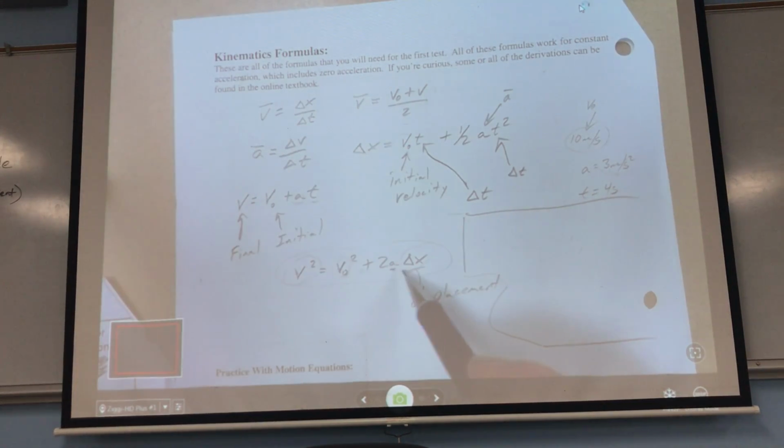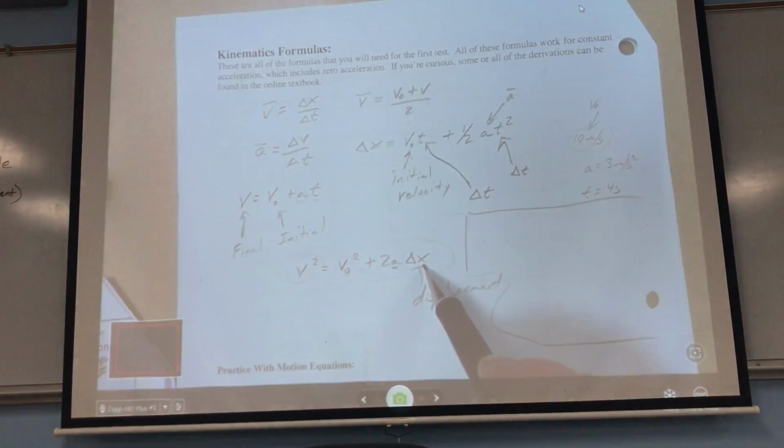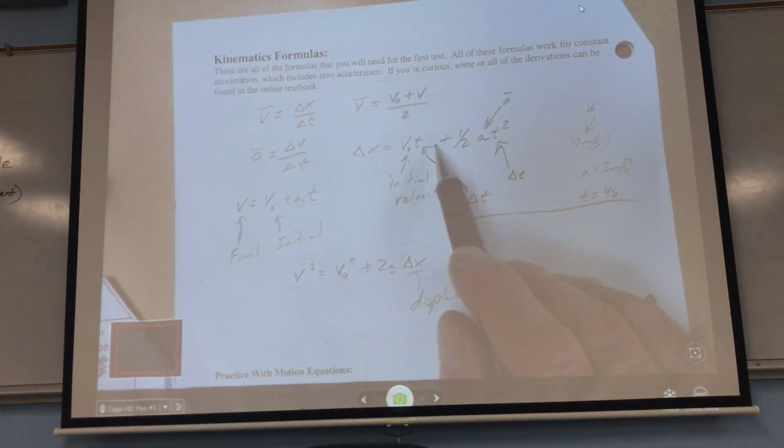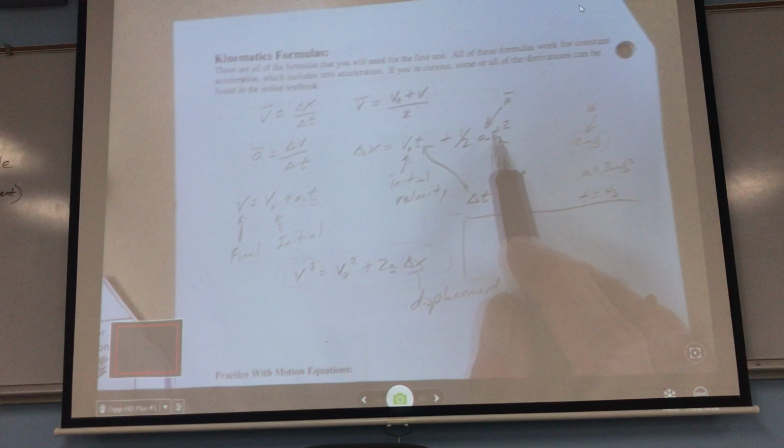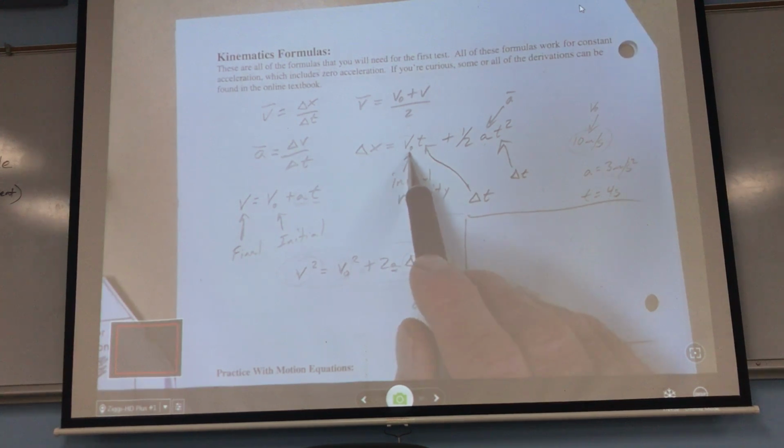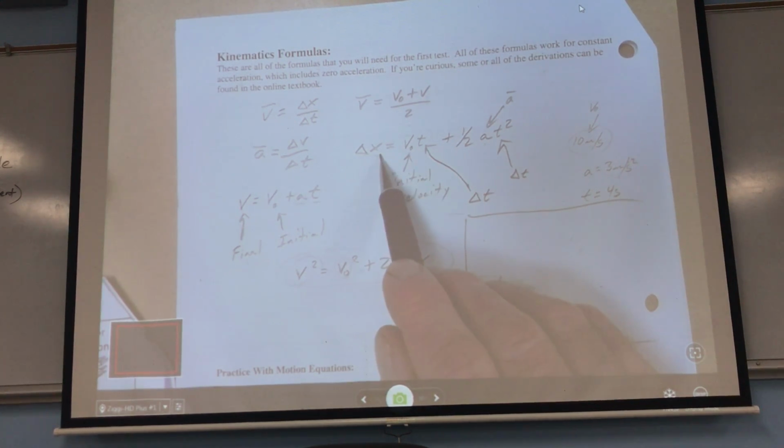And if you have all those numbers, then you can rearrange this to solve for how far it's going to have to skid to stop. So when you're solving any of these problems, you can solve for anything that's in the equation. You can solve for A, you can solve for T, you can solve for V0, you can solve for delta X, but you need all the other stuff in order to do it.